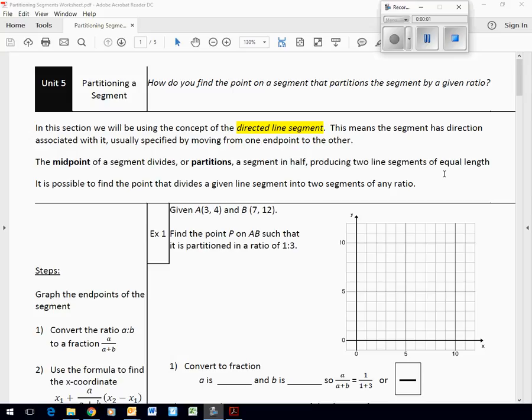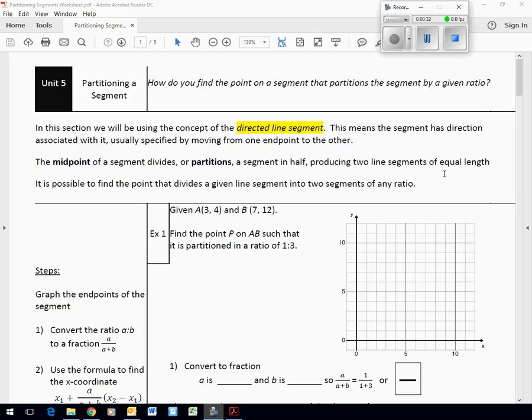So how do you find the point on a segment that partitions the segment by a given ratio? We're going to be using the concept of the directed line segment. It means that the segment has direction associated with it, usually specified by moving from one endpoint to another. The midpoint of the segment divides the segment in half.